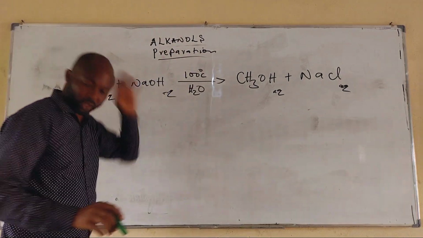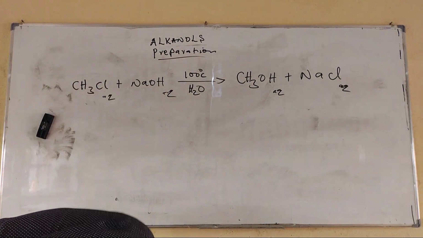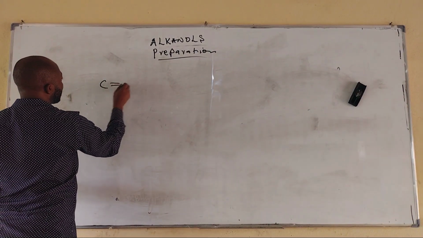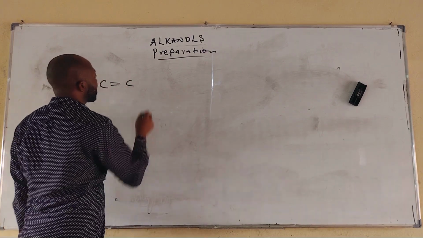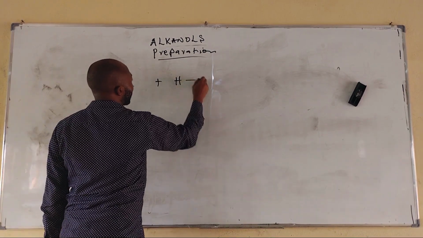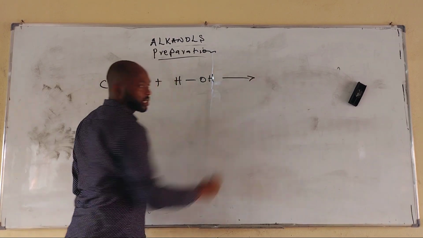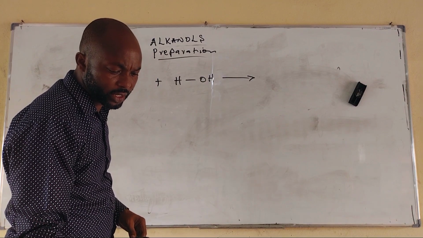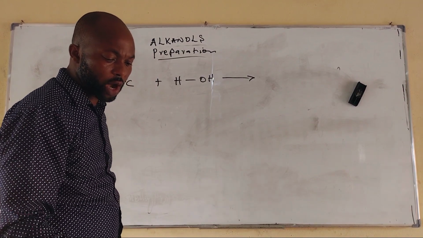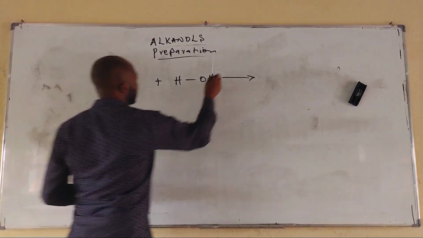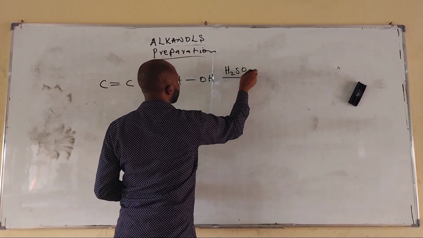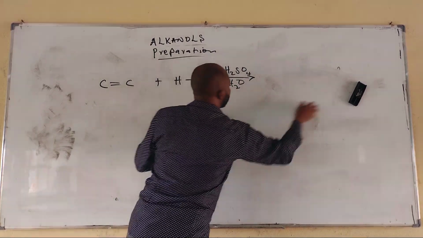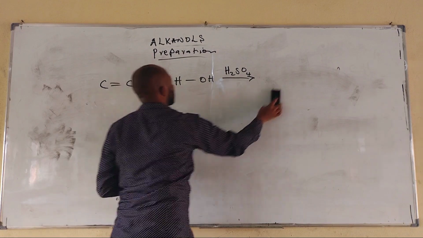I will show you the mechanism. Hydration of alkenes: we have C double bond C plus H-OH. What is the condition? Hydration of alkenes uses H2SO4 and water as a catalyst, in the presence of an acid.